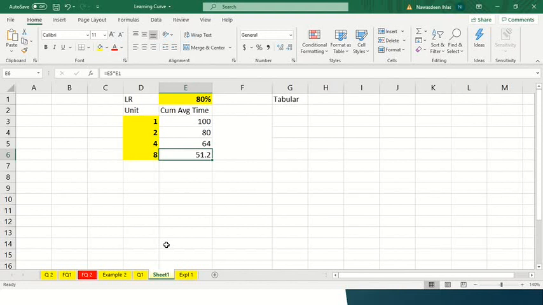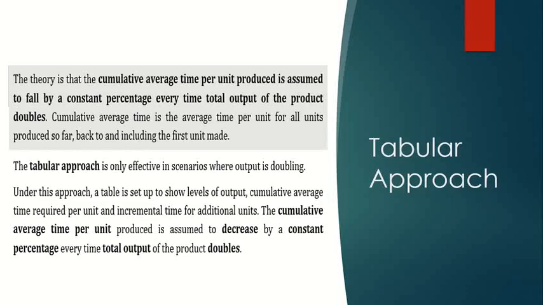Right. So this is one simple example. So this is the tabular approach. So in tabular approach, remember that there are two key assumptions. One is that your cumulative average time will be reduced at a constant percentage, which means your learning rate will be constant. And the other criterion is your output always should get doubled.